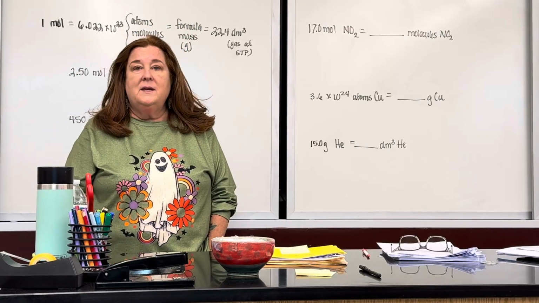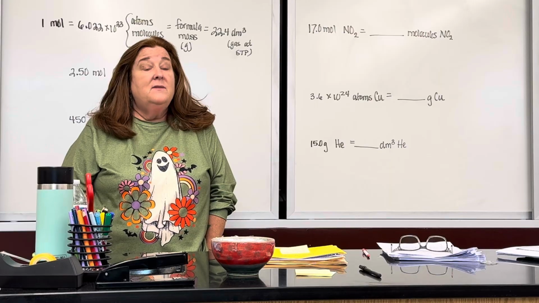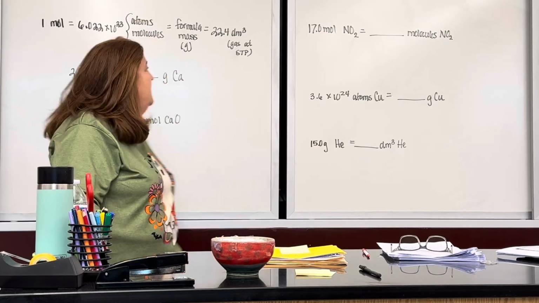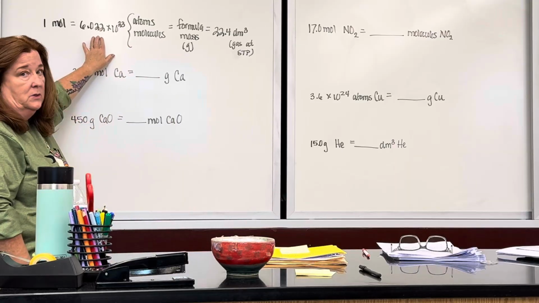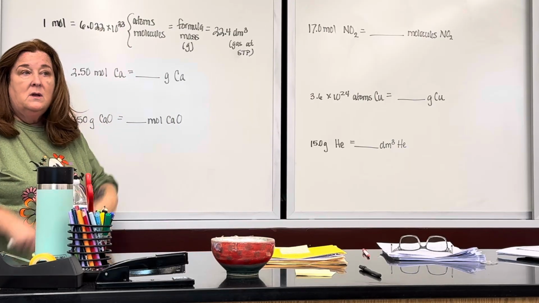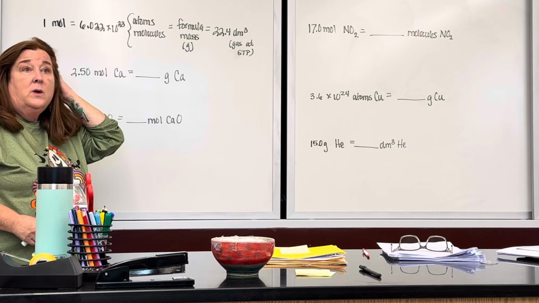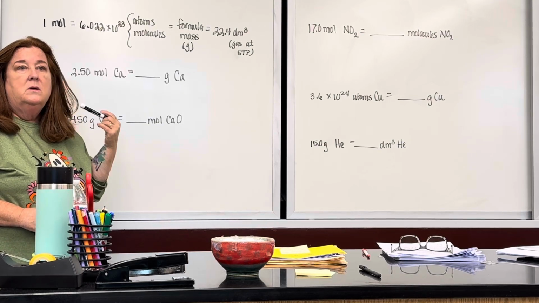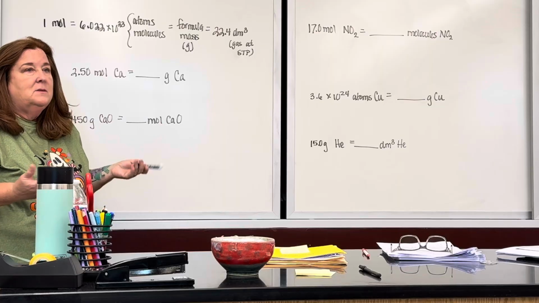A mole is like a dozen. So if you have a dozen of anything, it's 12. If you have a mole of something in chemistry, it's 6.022 times 10 to the 23rd of those things. So if you had a mole of school buses, it would be 6.022 times 10 to the 23rd school buses. But that doesn't make sense in chemistry.